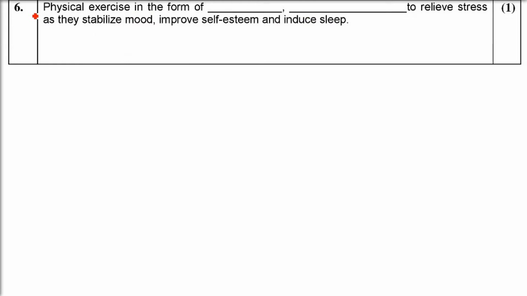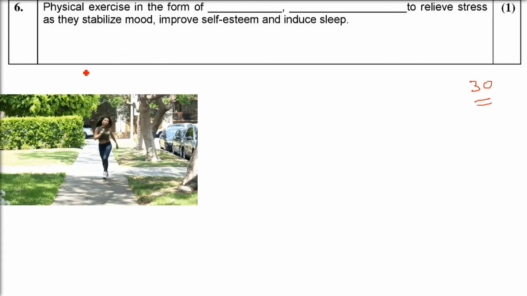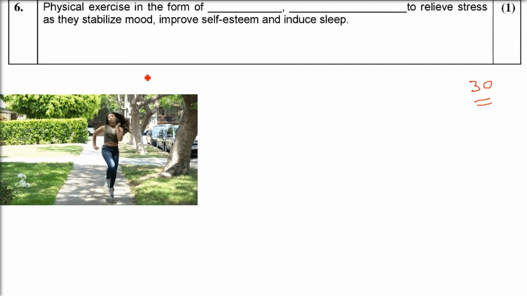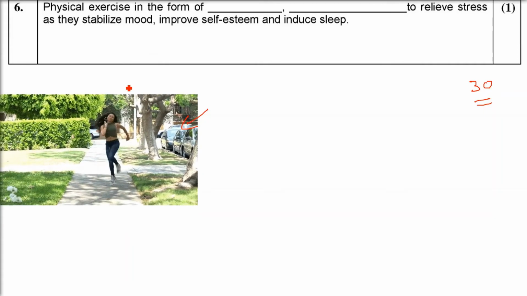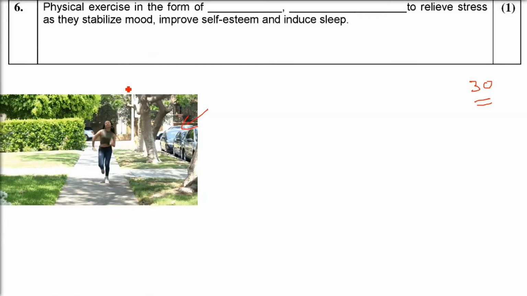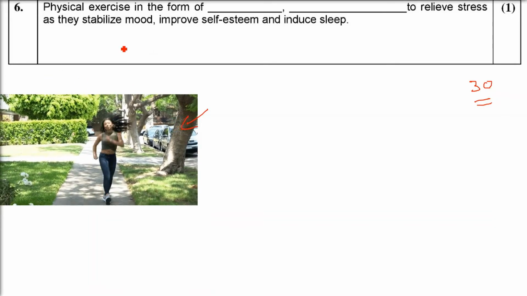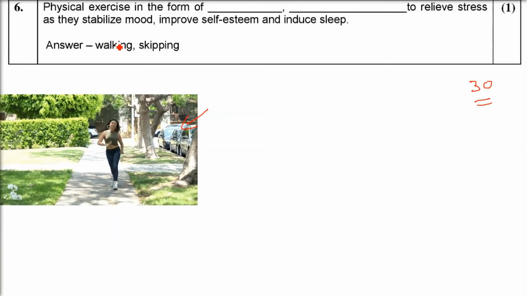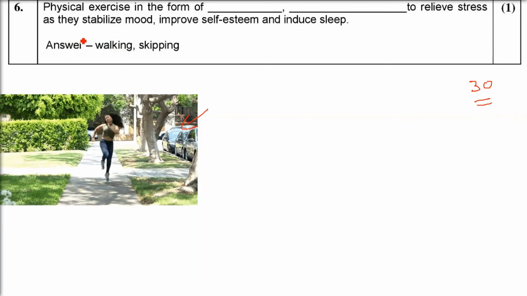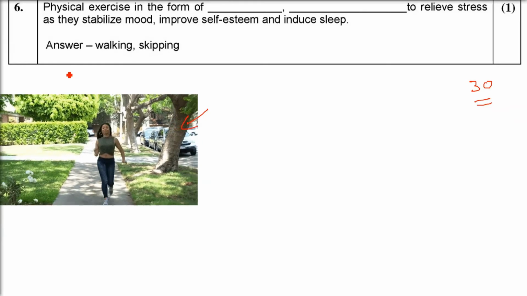Physical exercise in the form of dash to relieve stress as they stabilize mood, improve self-esteem and induce sleep. It is always said that in a day you need to take out at least 30 minutes for your body, for yourself. Walk, run, skip, whichever exercise you can do, some aerobic, non-aerobic, yoga or meditation, etc. Now this fill in the blanks can have multiple entries, but we will go with walking and skipping. You can change this also, but walking and skipping is quite good here.